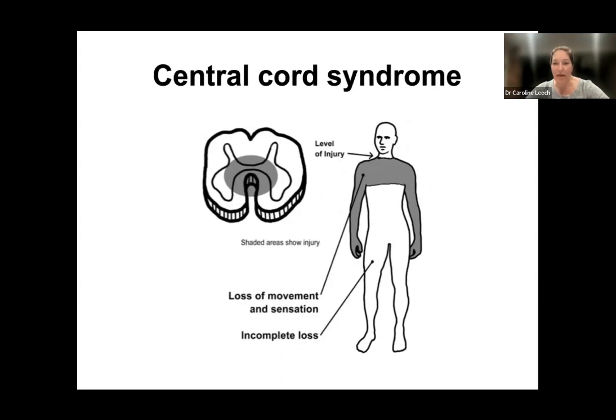Now, if there's one thing you can take away from this presentation, it's central cord syndrome. So give me a thumbs up if you've never heard of this before. So what the story is, it's a patient, often they're elderly. They have fallen from standing and they've banged the front of their head. And that's caused a hyperextension injury.